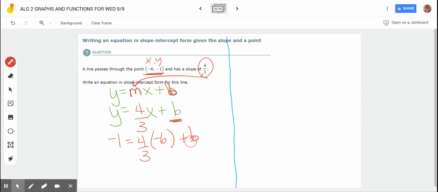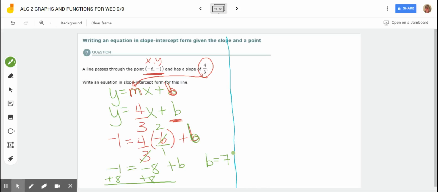We're going to solve for b. All right. Let's put the 6 over 1. Okay. 3 goes into 6 twice. And you get 4 times -2 is -8 equals -1 plus b. Add 8 to both sides. Sometimes with negatives, it's safer to go ahead and show your work. b is equal to 7.